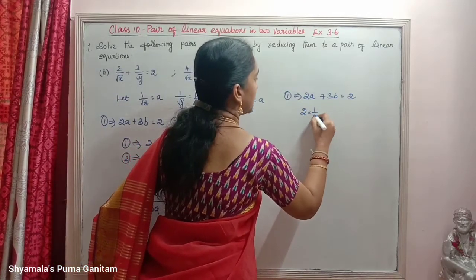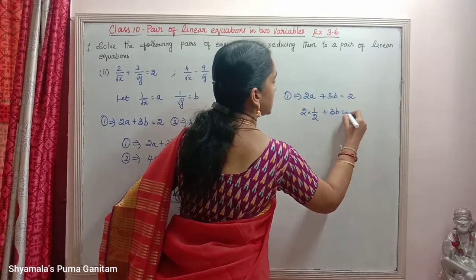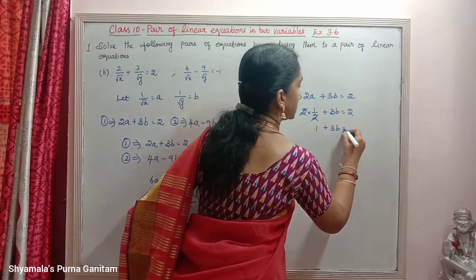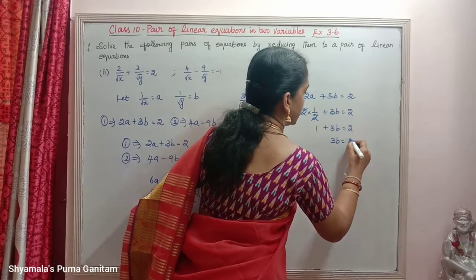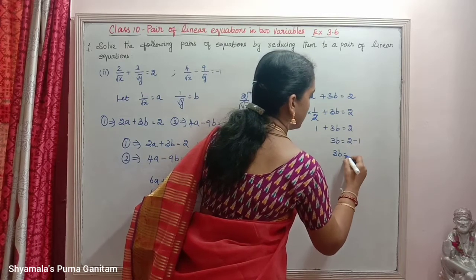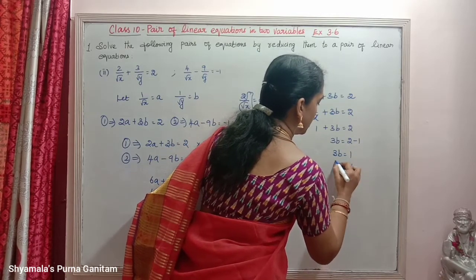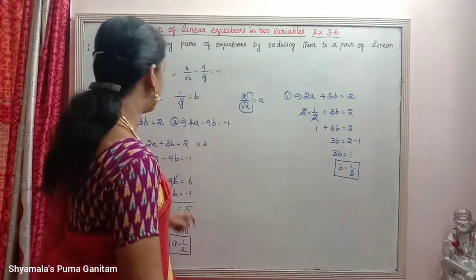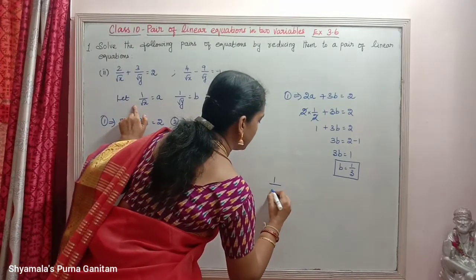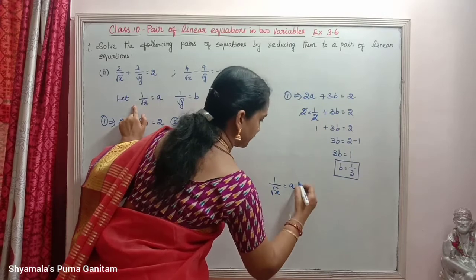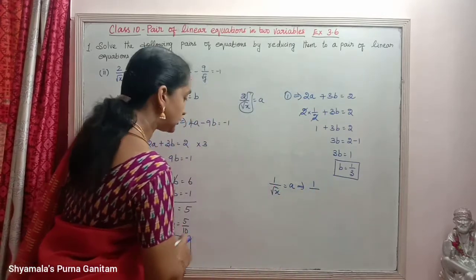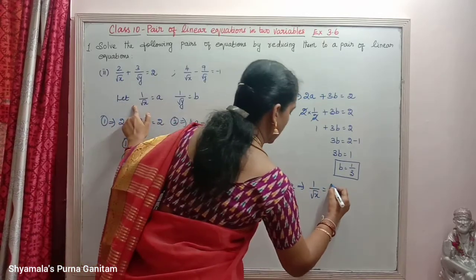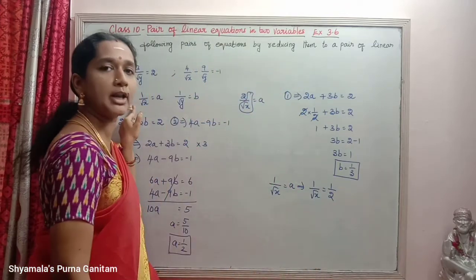So 2 into 1 by 2 plus 3b is equal to 2. The 2 gets cancelled, so 1 plus 3b is equal to 2. So 3b is equal to 2 minus 1, so 3b is equal to 1 and b is equal to 1 by 3. So the a value is 1 by 2 and the b value is 1 by 3. I have taken 1 by root x is equal to a, so 1 by root x is equal to 1 by 2, as I got the a value as 1 by 2.